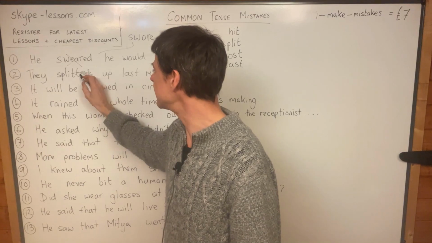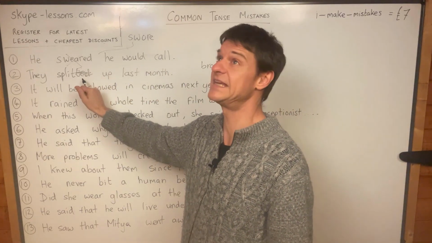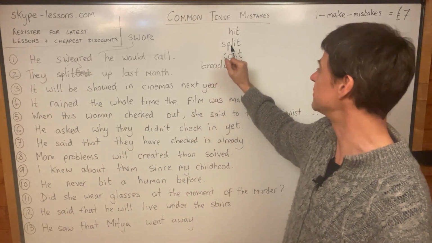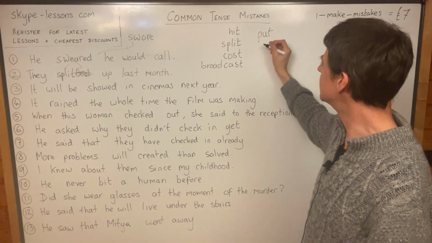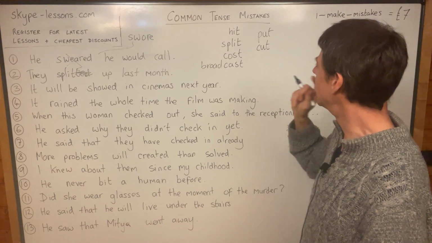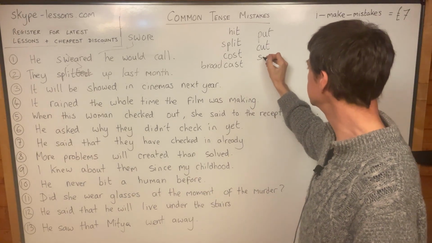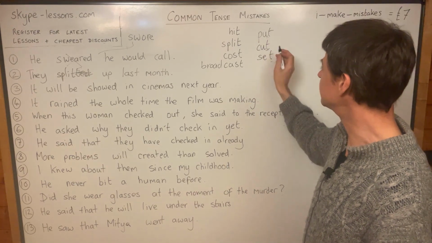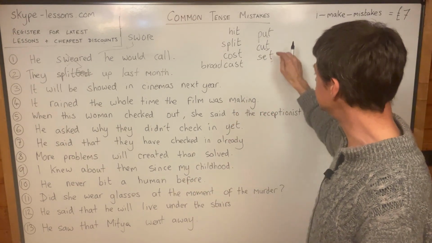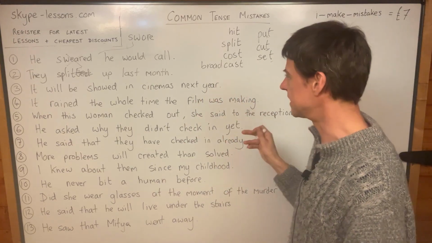And that's why we say they split up last month. Even though it's past tense, we don't have an ed on the end. We don't. It's just they split up last month. And don't forget, put is the same, cut is the same, can't think of any others. Set is the same. Look, that's a one-syllable word ending in a T, and so are these. So one-syllable words ending in T, please be aware that quite often the three forms are exactly the same.